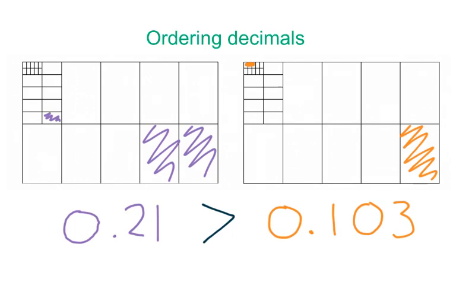So we can see quite simply we can find the order of decimals by just making sure we're really solid on our understanding of what the decimal actually represents, and then we know how large it is.